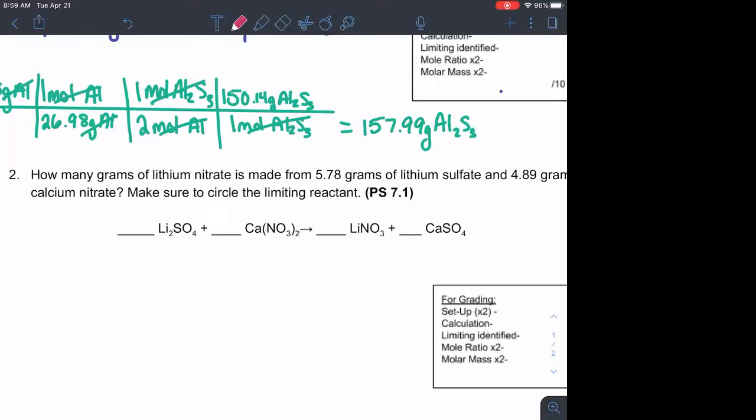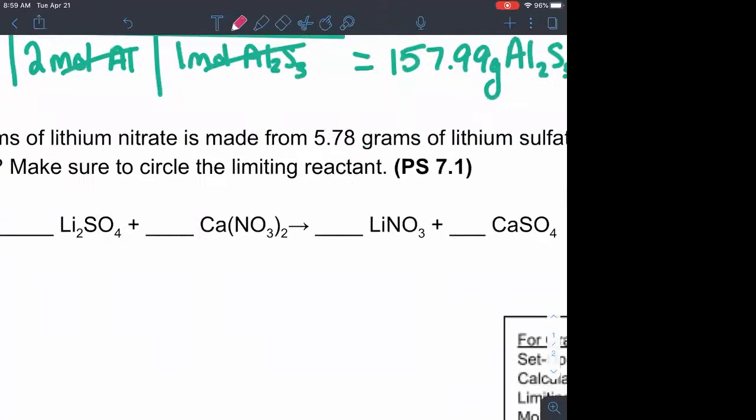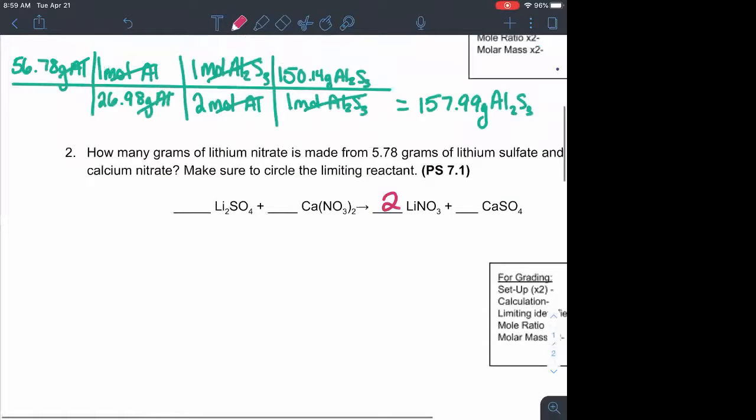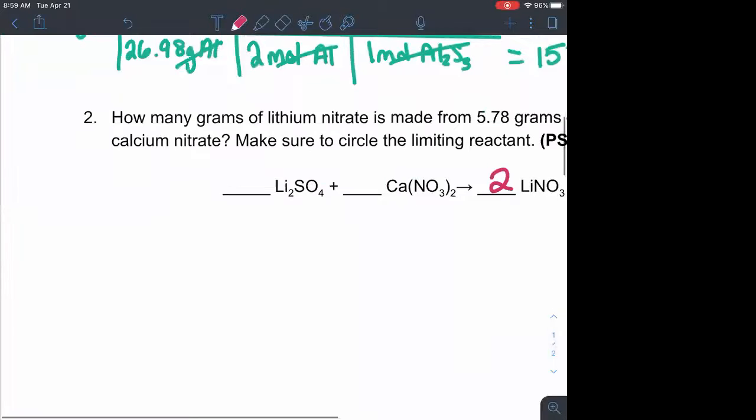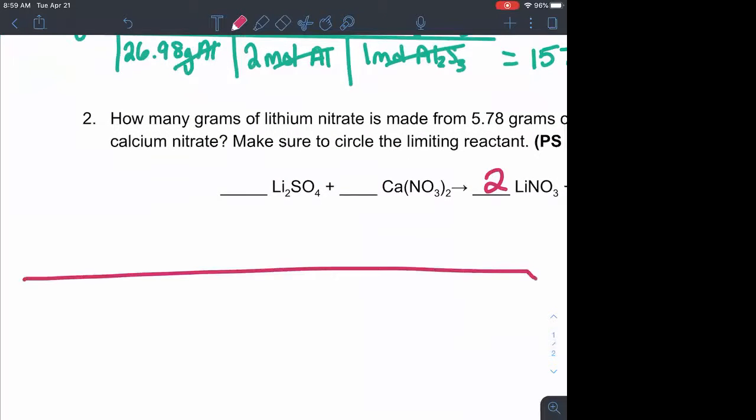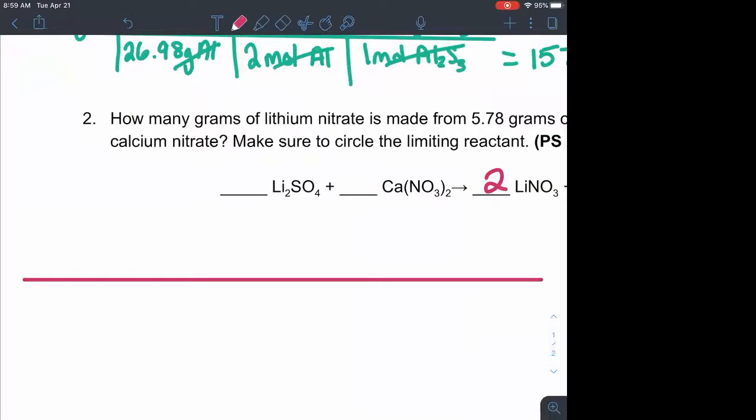So the first thing we gotta do every time is to balance our equation. I'm not gonna go through it, but this is our balanced equation with a 2 right there, making sure that we have 2 lithiums and 2 sets of nitrate to balance out that reaction. Now, if we set up our first limiting reactant problem, we're going to do it with the 5.78 grams of lithium sulfate. There we go.